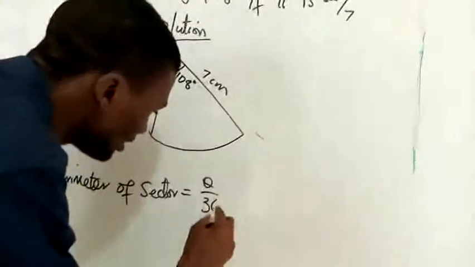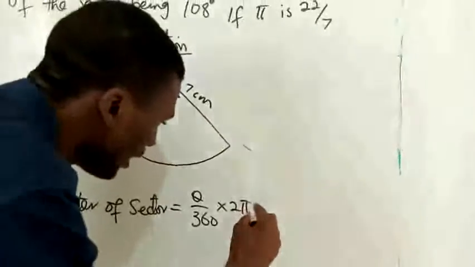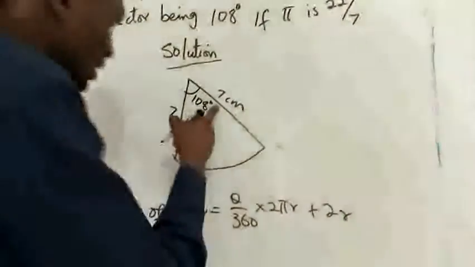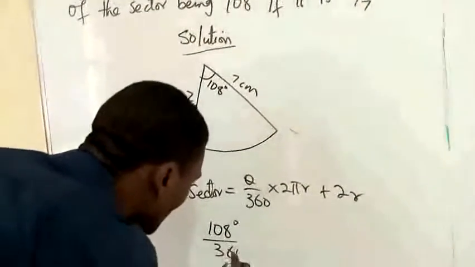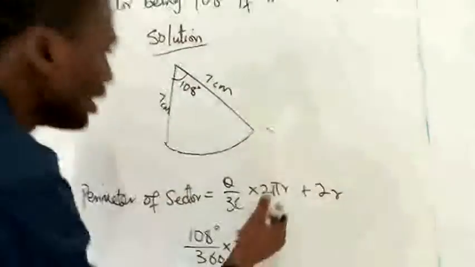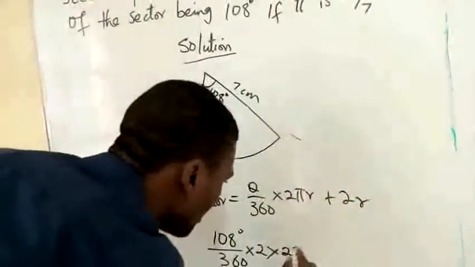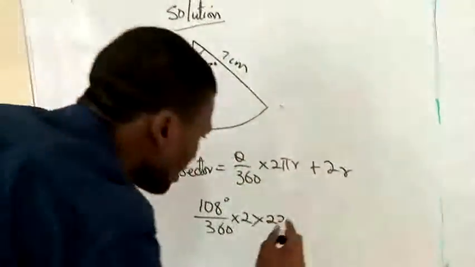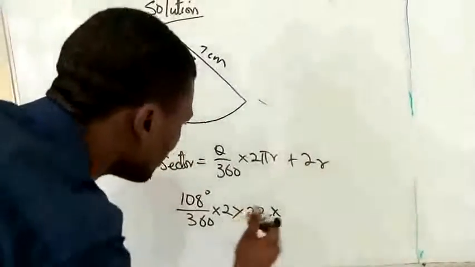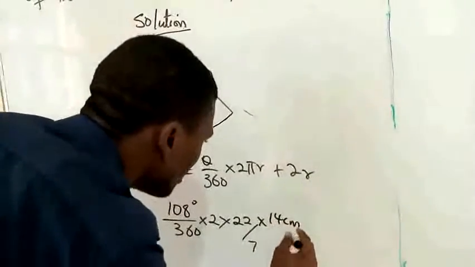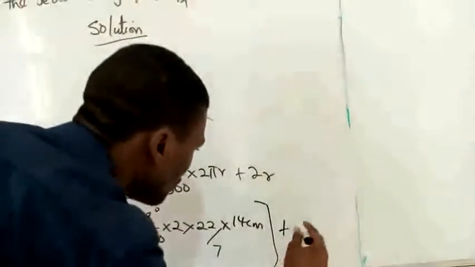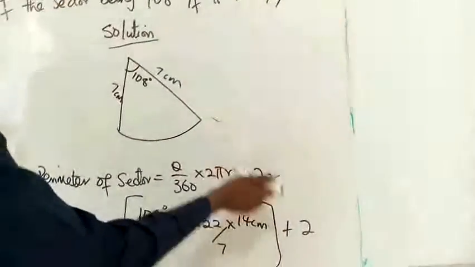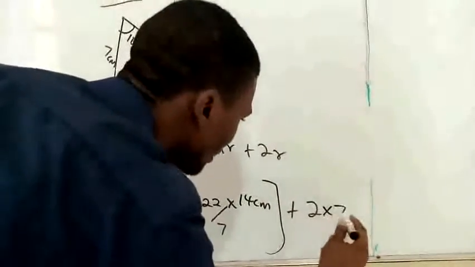Theta over 360 times 2 pi r, then plus 2r. Our theta is 108 degrees, all over 360 times 2, and our pi is 22/7 times radius of 7 cm. Then plus 2 times our radius, which is 7 cm. 2 times 7 cm.